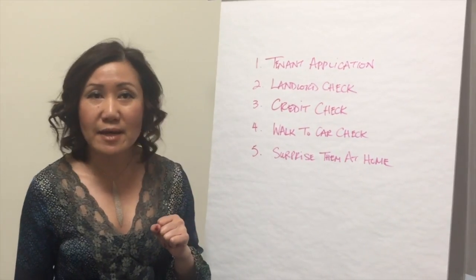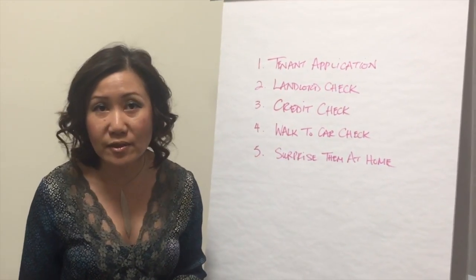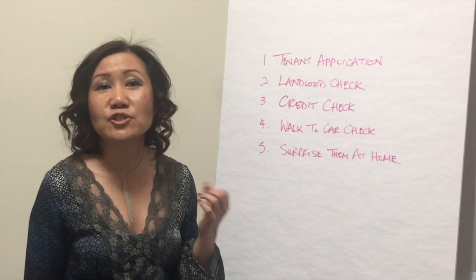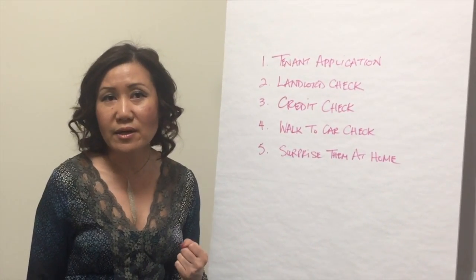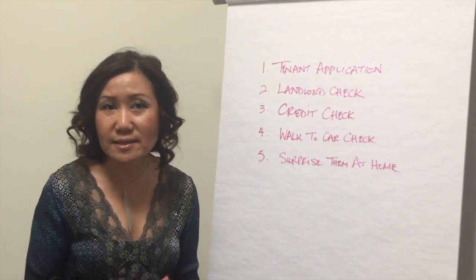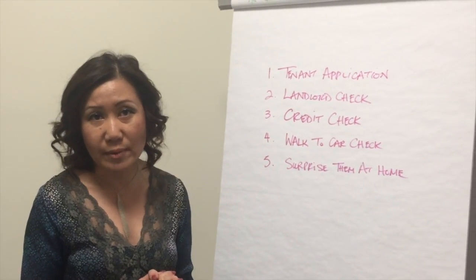What you should have in the tenant application is past landlords and the current landlord. And you should always call the landlords to see what kind of tenant they are. Are they messy? Have they paid on time? Those are the type of questions that I would ask.